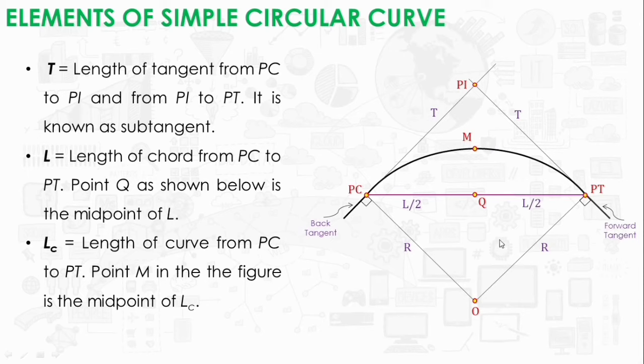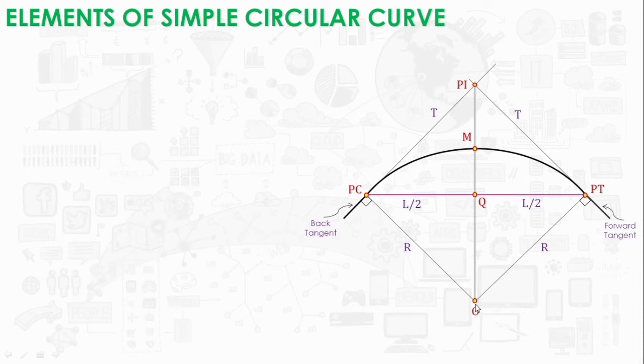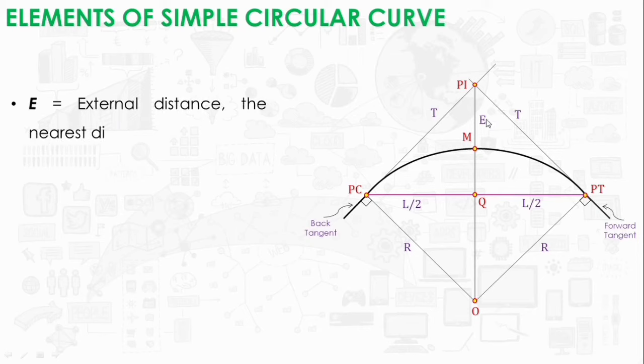Then, we draw a vertical line from point O to PI. It is a straight line all through, from point O to Q to M to PI. Next, this is what we call E, or the external distance. What is the external distance? It is the nearest distance from PI to the curve, or simply, the distance from the point of intersection to the midpoint of the curve.